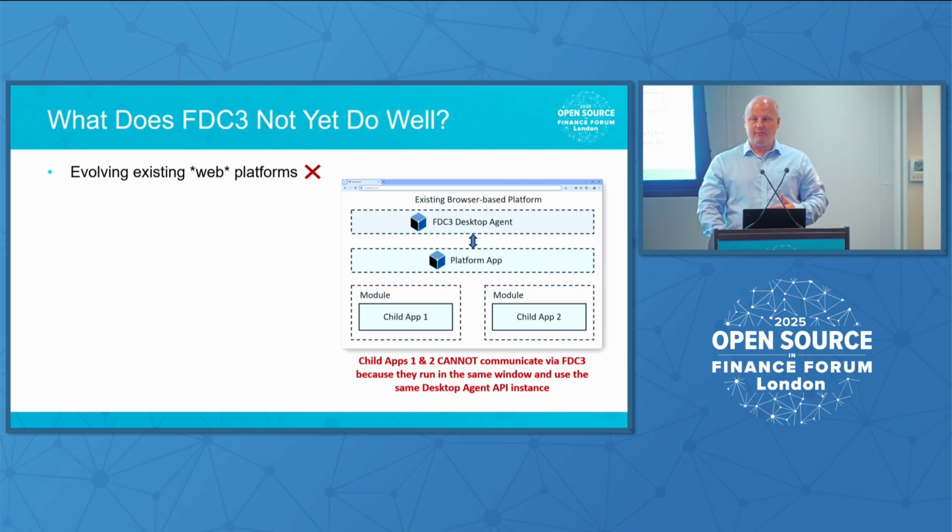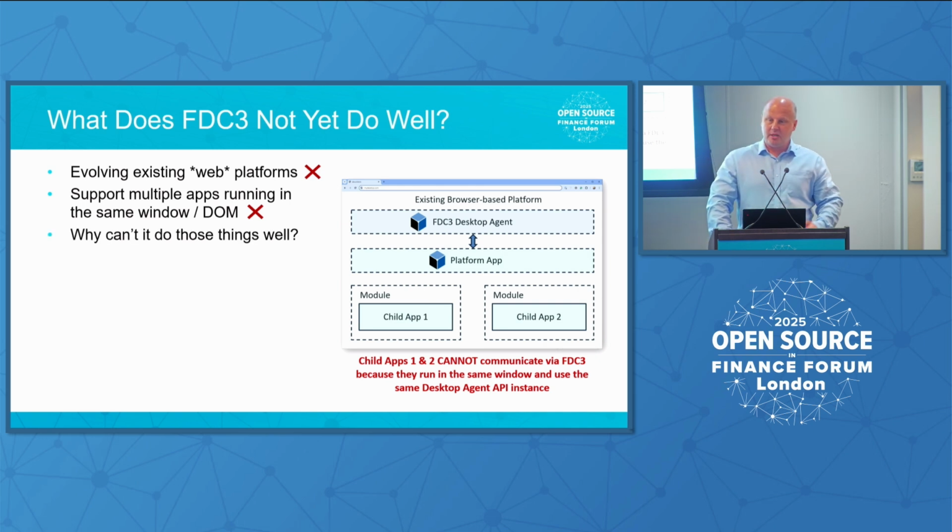One is the evolving existing web platforms. This is an important point because a lot of large organizations have significant investment in existing platforms, and it's typically a multi-year and expensive effort to get out of those platforms. And in particular, again, as Kris said, we can't yet run multiple apps in the same window or in the same document object model and use FDC3 to communicate between those apps in that window.